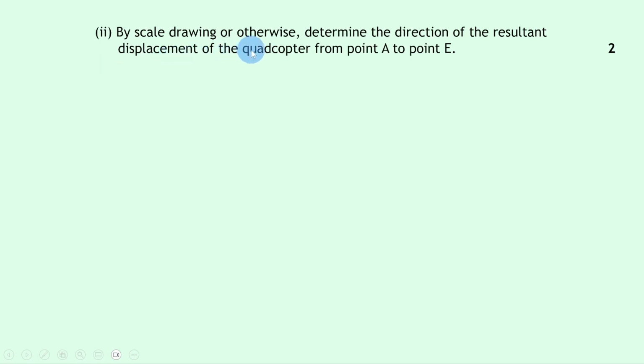Part 2 says by scale drawing or otherwise, determine the direction of the resultant displacement of the quadcopter from point A to point E, and again there's 2 marks available here. Well, we can use either the scale diagram or calculation method here, and to keep it consistent with part 1, we're going to continue using the calculation method.